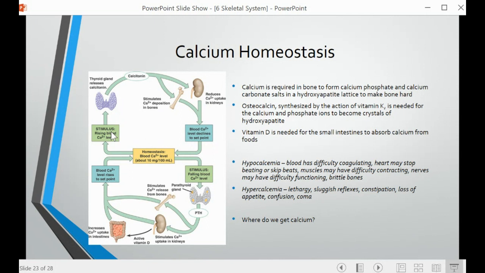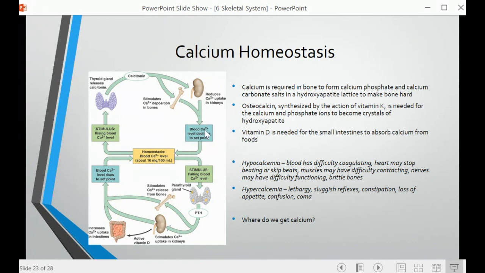Okay. And when that happens, your thyroid gland, which is right at the base of your throat, releases calcitonin. Now, what does calcitonin actually do? Well, calcitonin stimulates the calcium to deposit into our bone. Okay, so we're going to stimulate those osteoblasts to build up more bone. It's also going to reduce the calcium uptake in our kidneys. Within our kidneys, we can actually reabsorb calcium rather than letting it go out into our urine. However, what it does in this case is say, no, no, let that calcium go. We have enough.